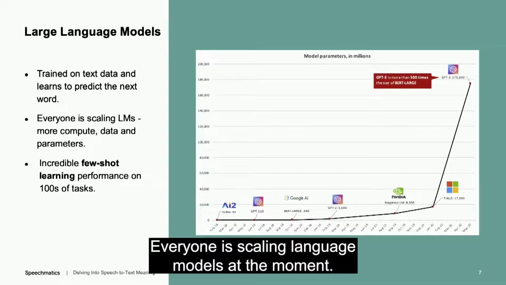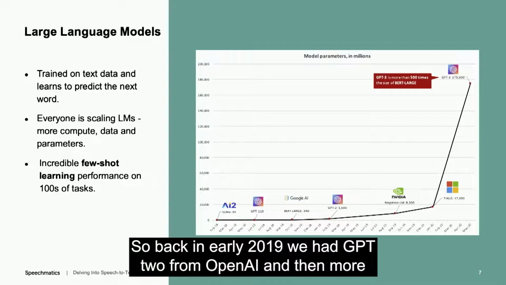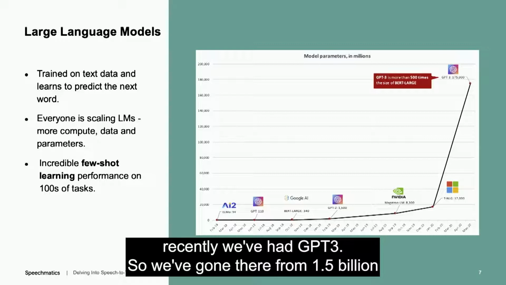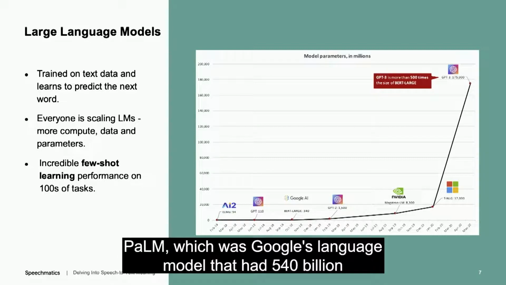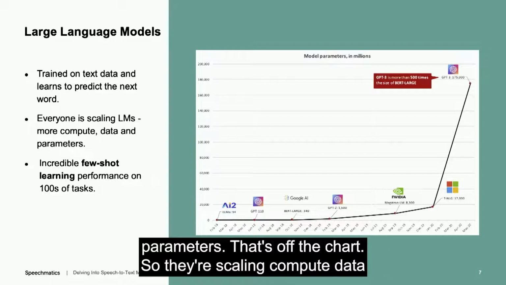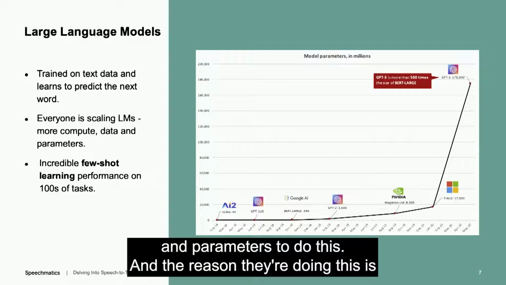Everyone is scaling language models at the moment. Back in early 2019, we had GPT-2 from OpenAI, and then more recently, we've had GPT-3. So we've gone from 1.5 billion parameters to 175 billion parameters. And then in April this year, we had Palm, which was Google's language model. That had 540 billion parameters. That's off the chart. So they're scaling compute, data and parameters to do this.